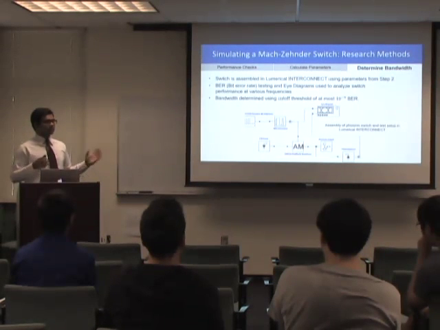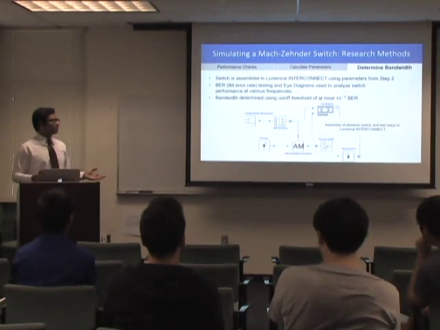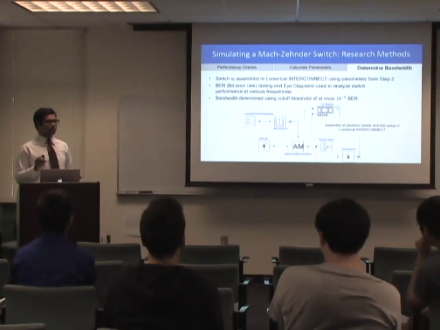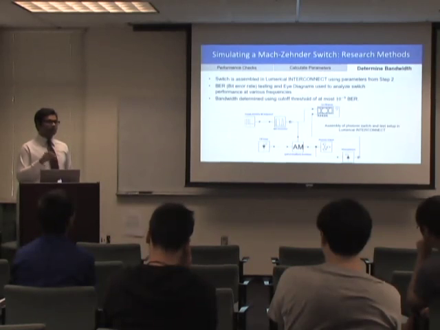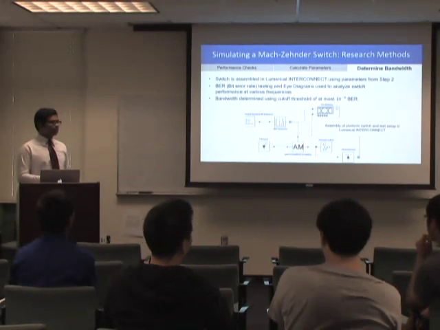I hook the photonic switch up to a pseudo-random bit sequence generator, and you also set up a laser, and then you use eye diagrams and bit error rate testing to see how well the switch is performing at a certain optical frequency. So in our case, the bandwidth is determined by the cutoff threshold of 10 to the negative 9. What that means is you cannot have a bit error rate that is higher than 10 to the negative 9. Otherwise, that is not considered to be part of the bandwidth.